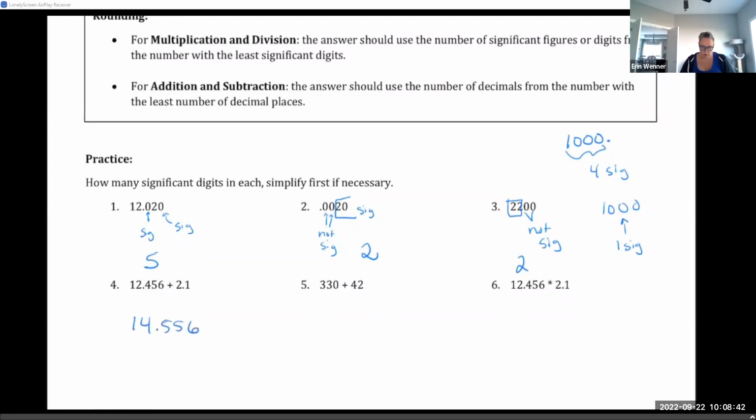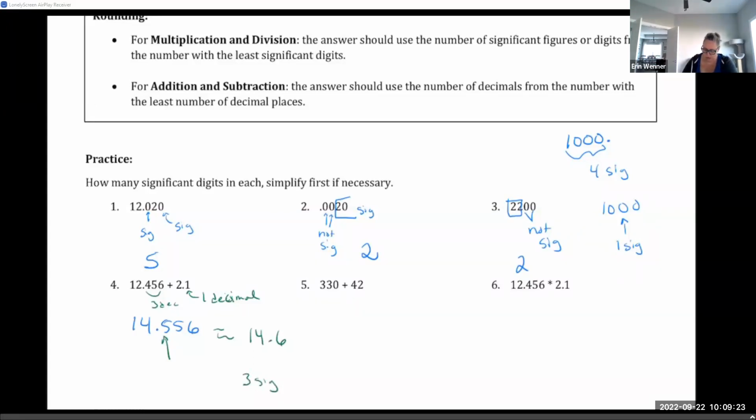14.556. Now, if we go back to our rules for addition and subtraction, the answer should use the number of decimals from the number with the least number of decimal places. So because this one only has 1 decimal place, and this one has 3, our answer, again, must only have 1. So we need to round this, which gives us approximately 14.6, or an answer with 3 significant digits in it.